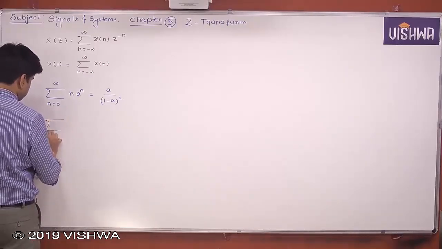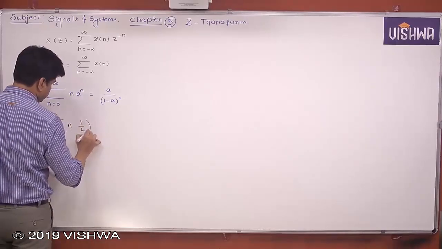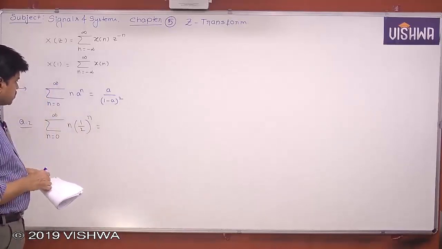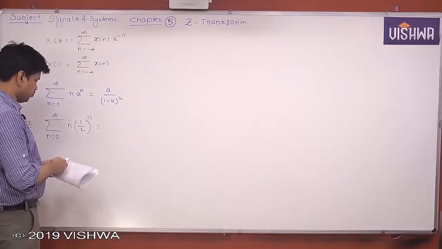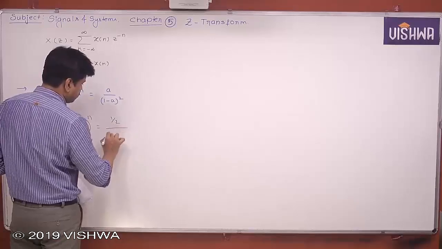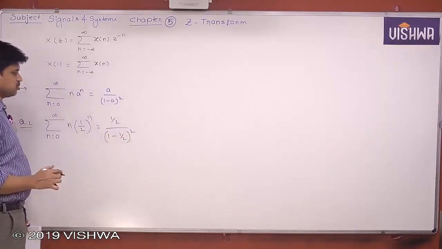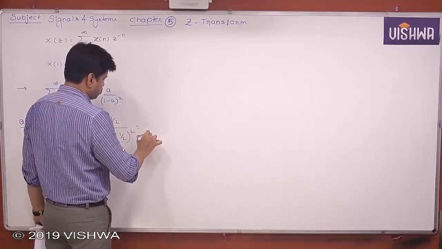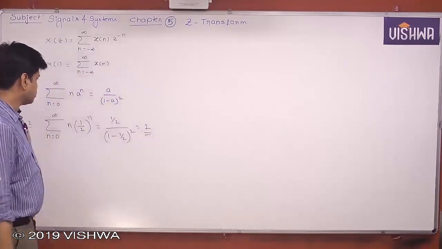Summation n is equal to 0 to infinity n times 1 by 2 whole power n is equal to? Here from this formula, a value is equal to 1 by 2. If a is equal to 1 by 2, then we can substitute directly: 1 by 2 by 1 minus 1 by 2 whole square. Then this is 1 by 2 by 1 by 4, that is nothing but 2.